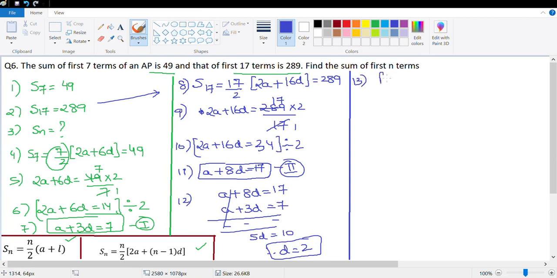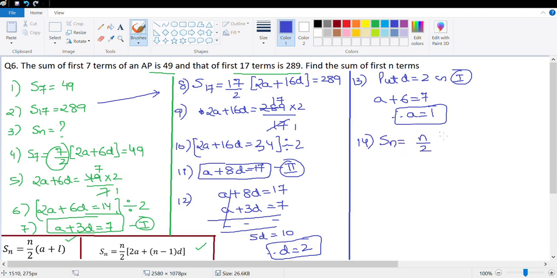Now, put d is equal to 2 in equation number 1 and I get a plus 3 into 2, that's 6, is equal to 7. Therefore, a is equal to 1. So I've got the value of a, I've got the value of d. We need to calculate the sum of first n terms. We know sum of n terms is equal to n upon 2, 2a plus n minus 1 times d. Let's substitute values. n upon 2. We know the value of a is 1, so that's 2 into 1 plus n minus 1 times d. d is 2. So this is the sum of n terms.